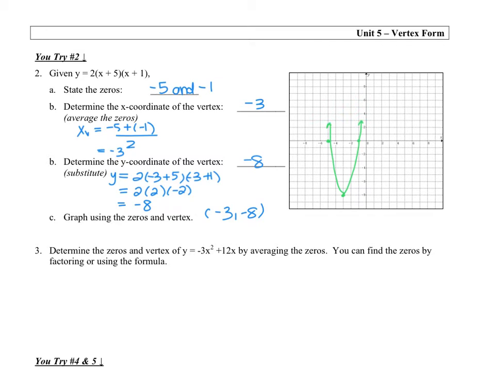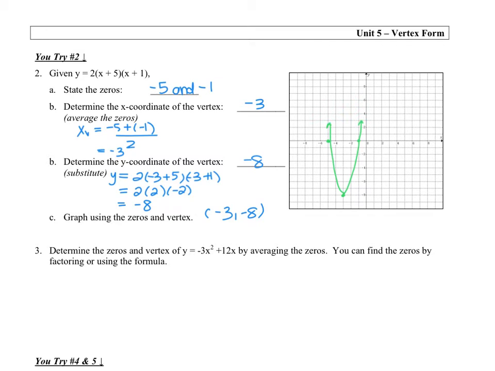Here's a little logic check for you. If you know what your zeros are and you start trying to find the vertex and it doesn't make sense, like if the dot was completely off the page or it was to the right of the graph and it just didn't make sense for the connection of the dots, then you know you did something wrong.